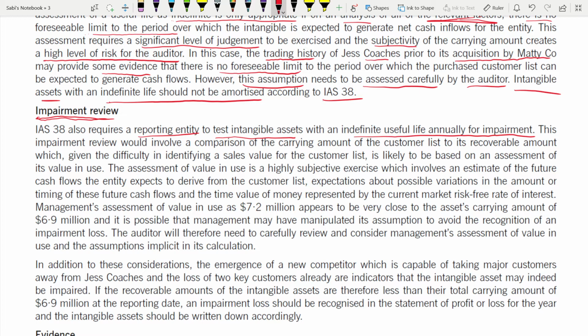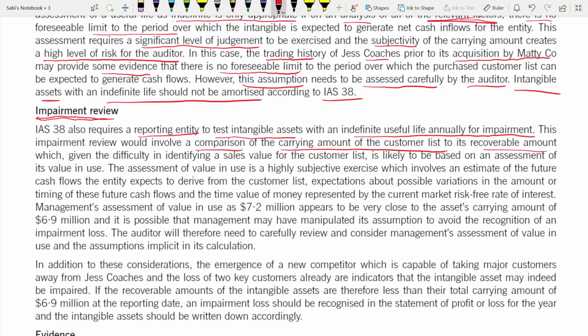Now, how are you doing the impairment? You are comparing the carrying amount of the asset with the recoverable amount. But don't write in general, comparing carrying amount of the asset with the recoverable amount. No. Link it to which asset? Link to this case study. So this impairment review would involve comparison of the carrying amount of what? Customer list. Okay. Carrying amount of the customer list to its recoverable amount.